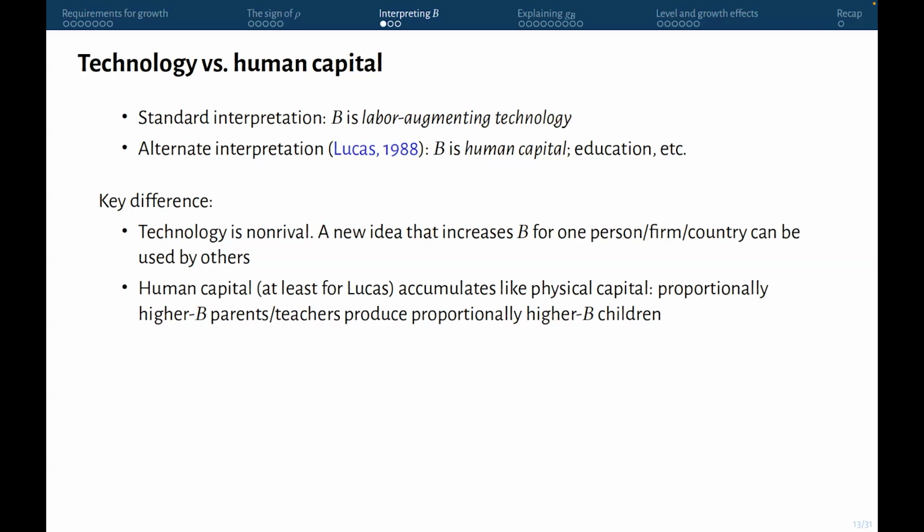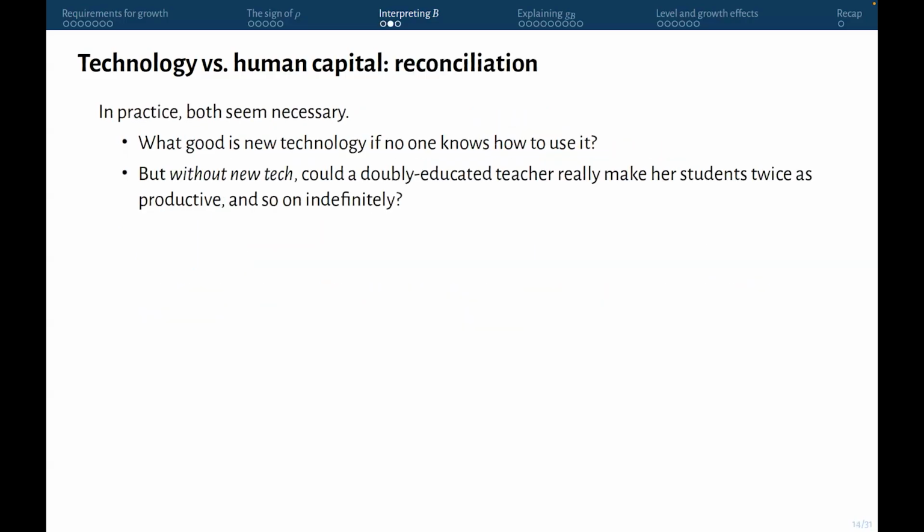The idea that B has been growing exponentially is also arguably kind of weird, kind of an extreme assumption. It implies that for generation after generation after generation, marginally better educated parents and teachers can sustain proportionally better educated children, even in the absence of any new general purpose things to teach them. Of course, in practice, both things are necessary. Developing new technologies is kind of useless if no one knows how to use them.